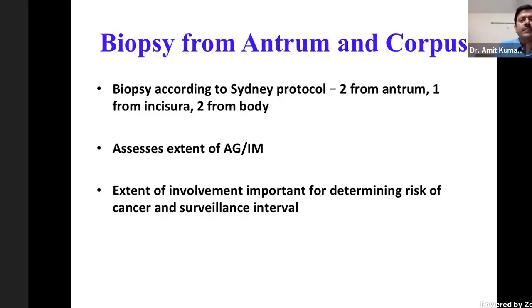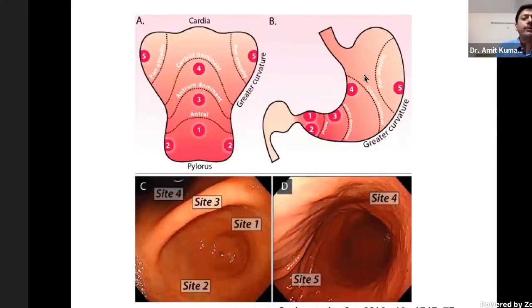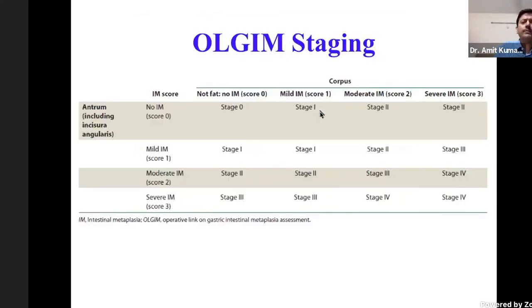So the question is, are we just going to take biopsy from one area? Well, if you take biopsy from only one area, you will not know the extent of the lesion. So if your aim is to manage metaplasia properly, then you need proper mapping biopsy. So the biopsy according to Sydney protocol is what is recommended. So you should take 5 biopsies at least, 2 from the antrum, the lesser curve and greater curve, 1 from the incisura, again 2 from the body, 1 from the lesser curve and 1 from the greater curve. So you should take at least 5 biopsies, then only you can map and classify whether it's extensive metaplasia or limited metaplasia. And then the biopsy has to be reported according to the OLGIM assessment criteria.